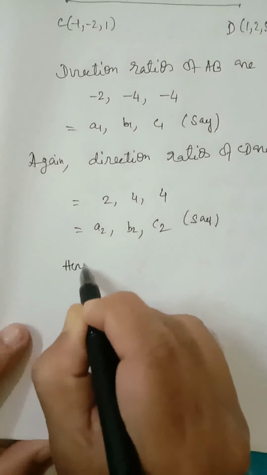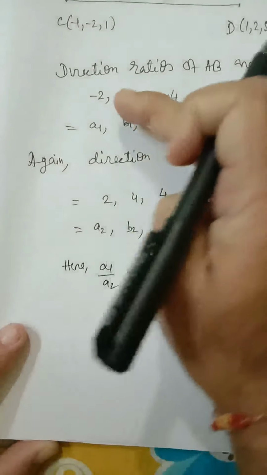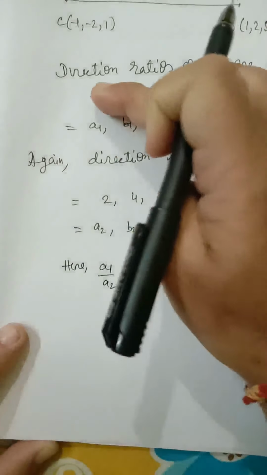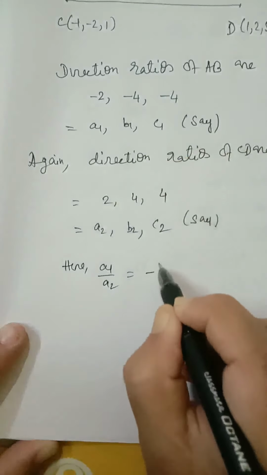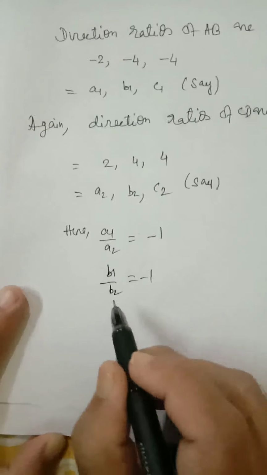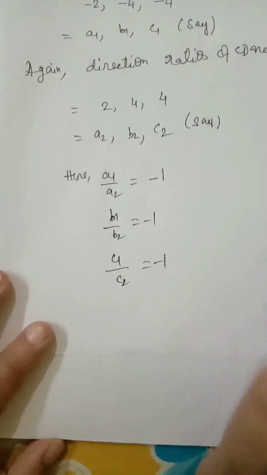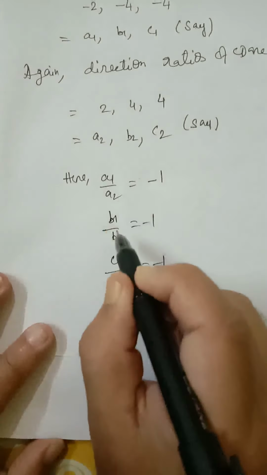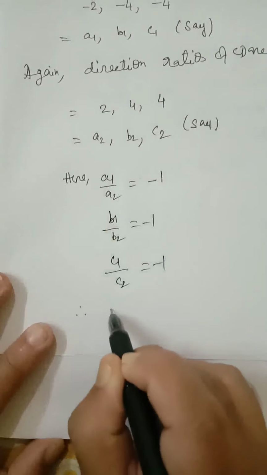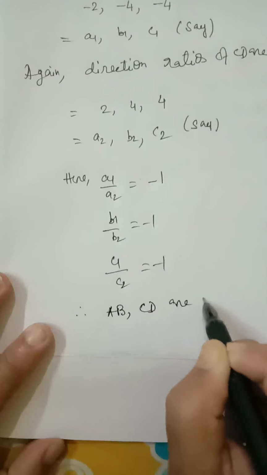Here a1 by a2 is equal to, you can see, minus 2 by 2 is equal to minus 1, b1 by b2 is equal to minus 1, c1 by c2 is equal to minus 1. Okay, so a1 by a2 equal to b1 by b2 equal to c1 by c2, therefore the straight lines AB and CD are parallel.